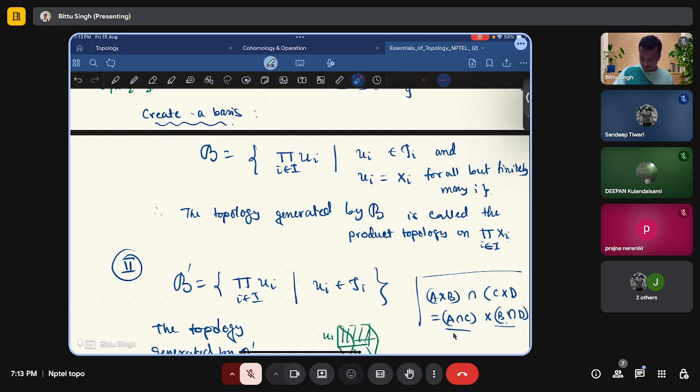I need some time to define quotient topology. So let us solve a few exercises before that.